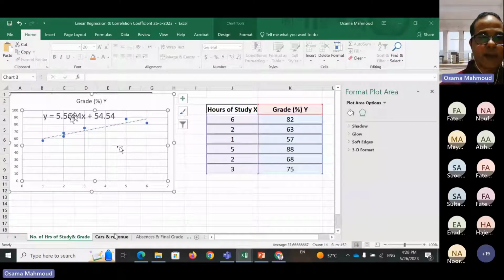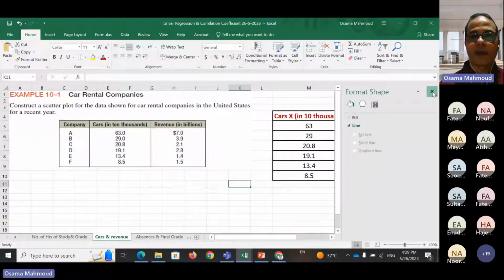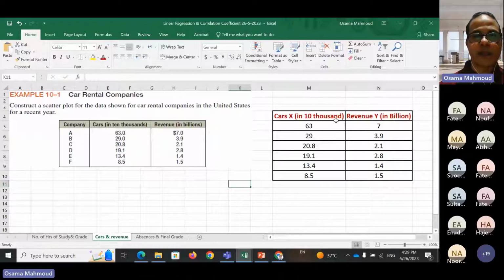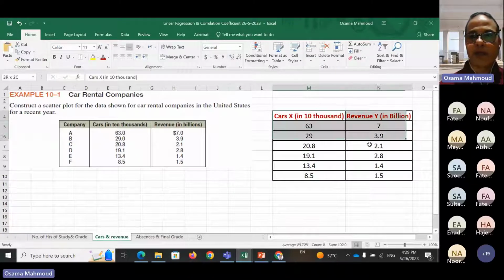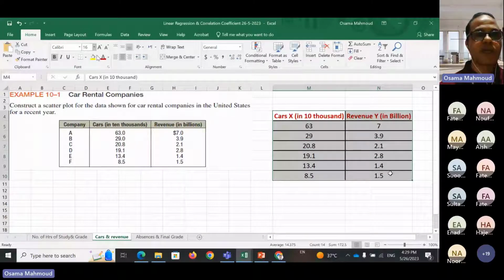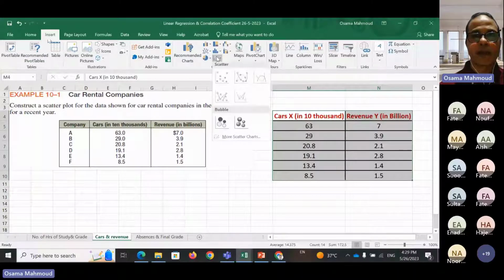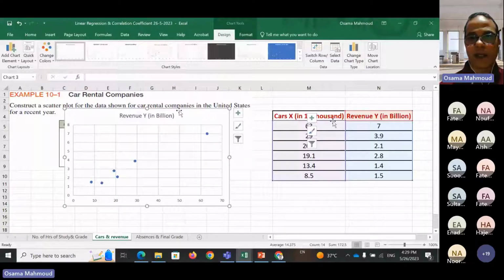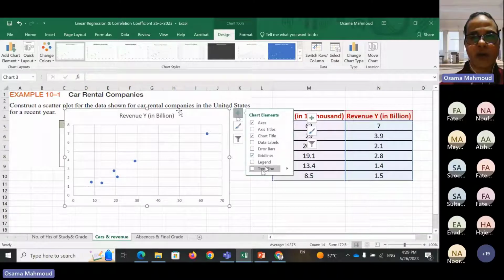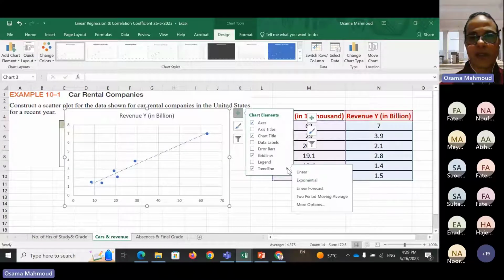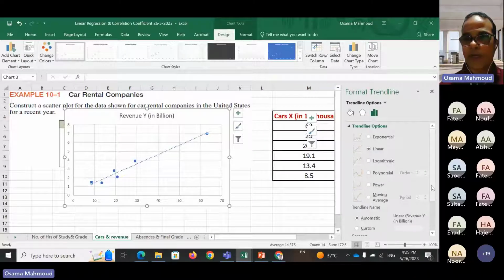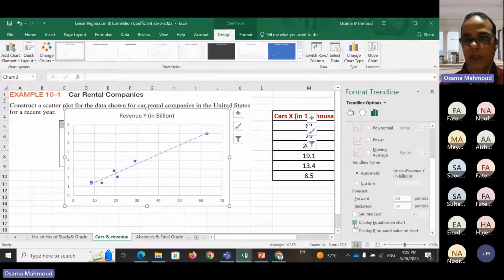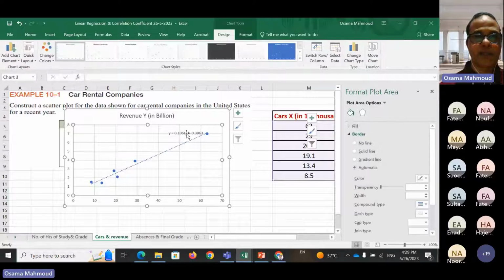Okay, let's go for the next one. I have another relationship between the number of cars in 1,000 and the revenue in billions. To make the scatter plot, I shade the two columns, go to insert, choose scatter plot and click it. This is also a positive relation between the number of cars and the revenue, because from left to right I'm going up. I would like to have the linear regression equation, so I click this plus sign, go to trendline, then more options to display the line equation. So I take this one. Okay, so this is the linear regression equation.